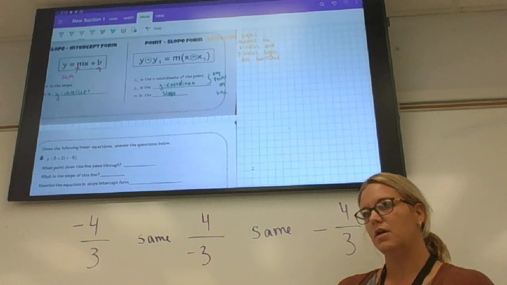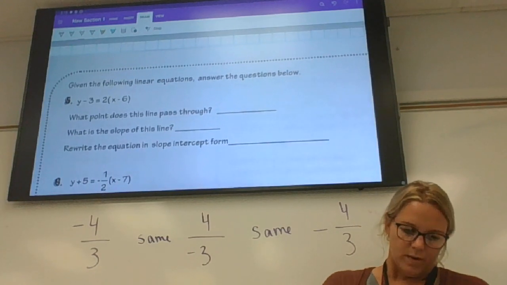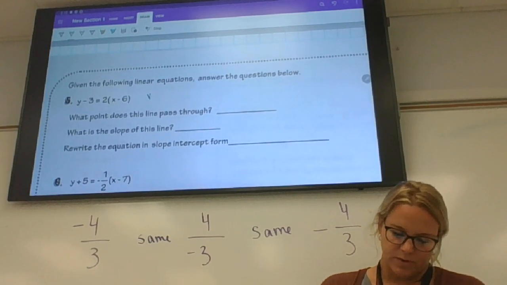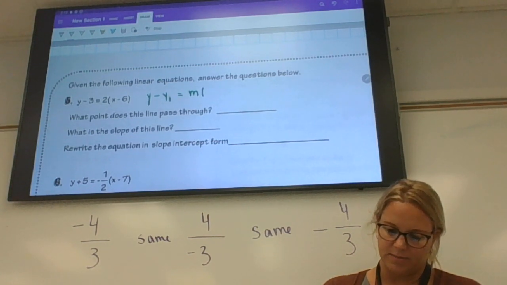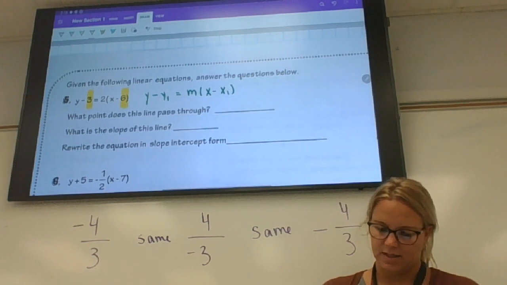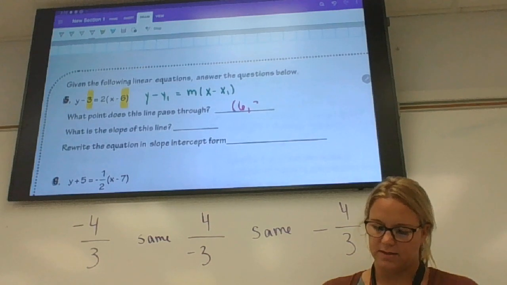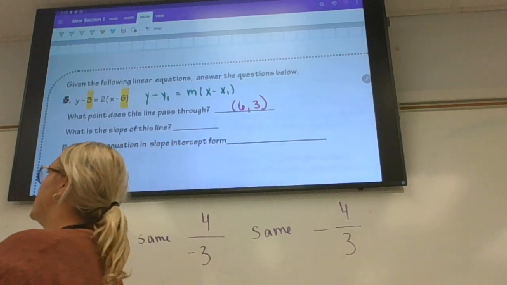Okay, so looking at number 5, what point does this line pass through? We're thinking of y minus y1 equals m times x minus x1. So here's our y and here's our x. 6, 3 is the point that you see when you're looking at that equation.